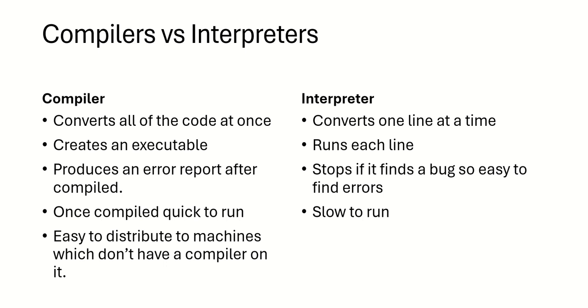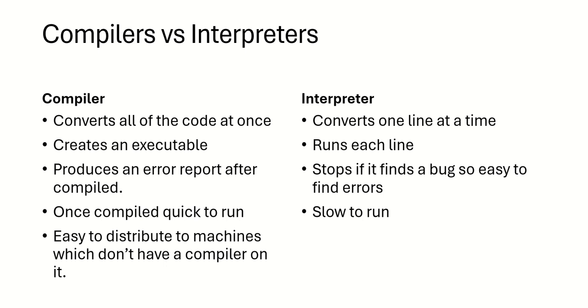An interpreter is different. An interpreter converts one line at a time and then it runs that line and it stops if it finds a bug, so it's easy to find errors. So interpreters are very useful for developers like programmers because it will just run your code and stop when there's a problem. Python uses an interpreter, JavaScript uses an interpreter. Because it's having to translate as it goes, it's slower to run.